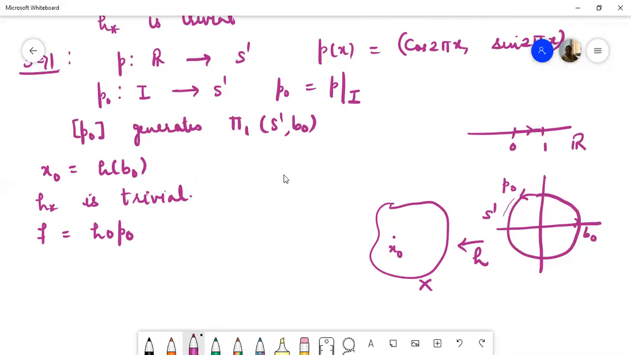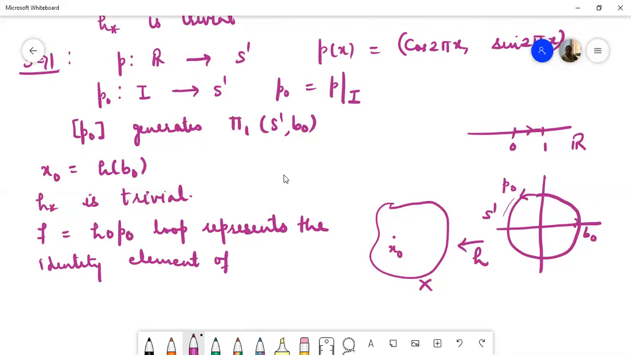And secondly, P naught is a loop. So P naught at 0 and P naught at 1 both are the same. So H of P naught is also a loop. So this is a loop starting and ending at the point x naught. And this loop represents the identity element of pi 1 X x naught. So this loop represents, I mean its homotopy class represents, the identity element of the group pi 1 X x naught.